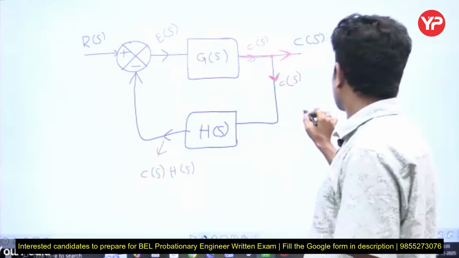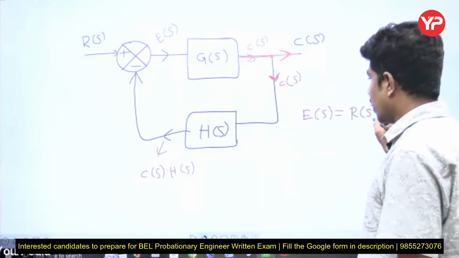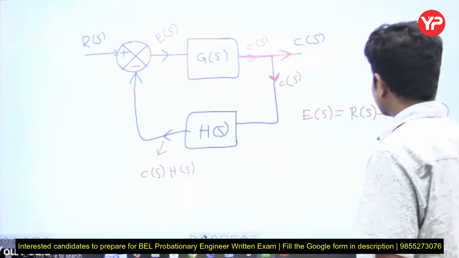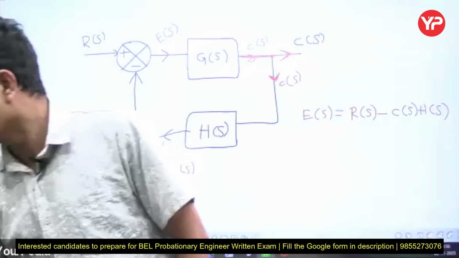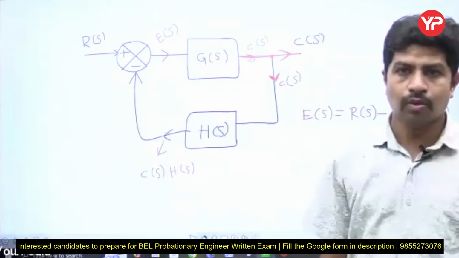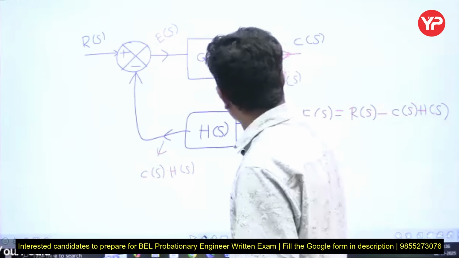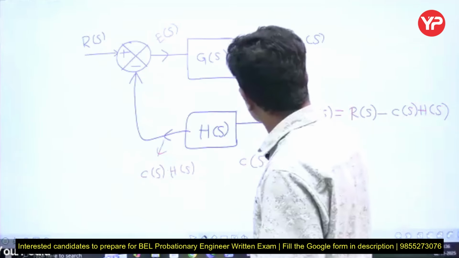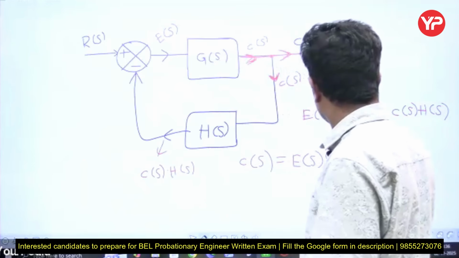Now can I write E of S is equal to R of S minus C of S into H of S? Can I write? Simple algebra. Yes or not? Yes, sir. Now, can you tell me what is C of S? C of S is equal to E of S into G of S. Tell me, will you accept this one or not?